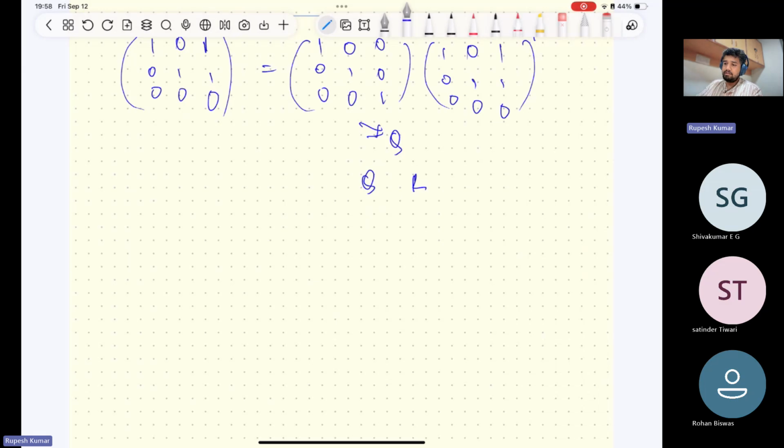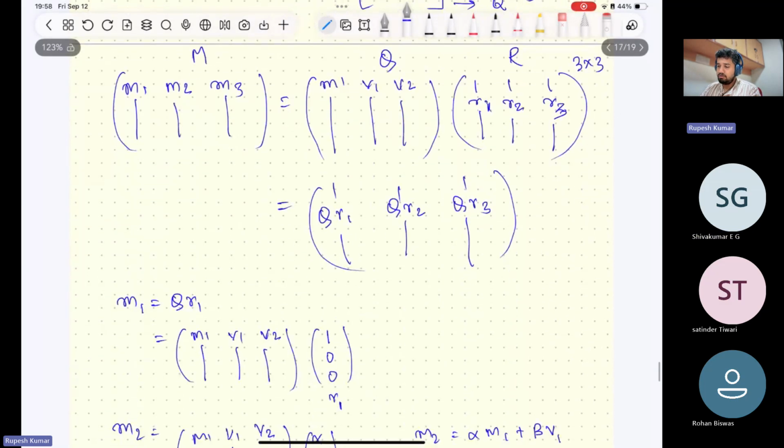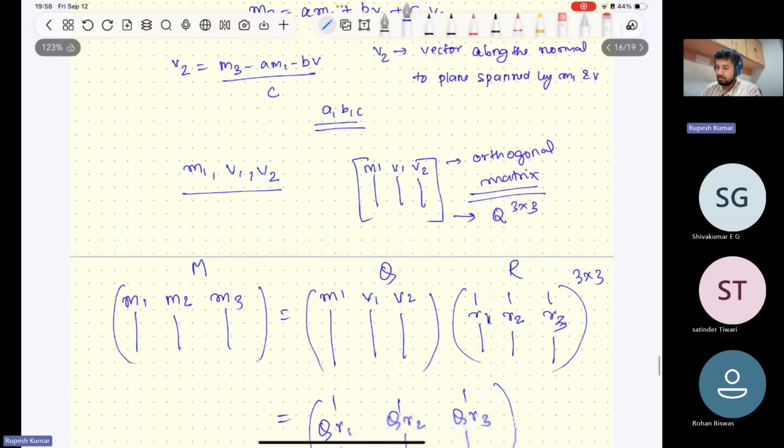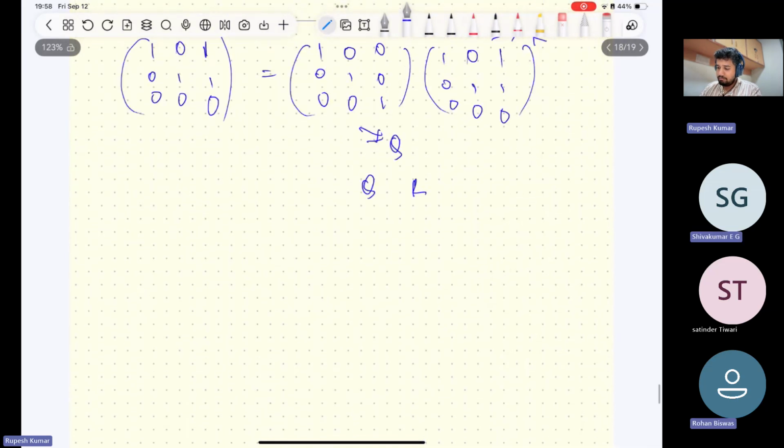So let's retrace the path, right? How did we get to the QR decomposition? We started with some vector and started proceeding, right? So now let's say instead of M1, M2, and M3, I had only M1 and M2.